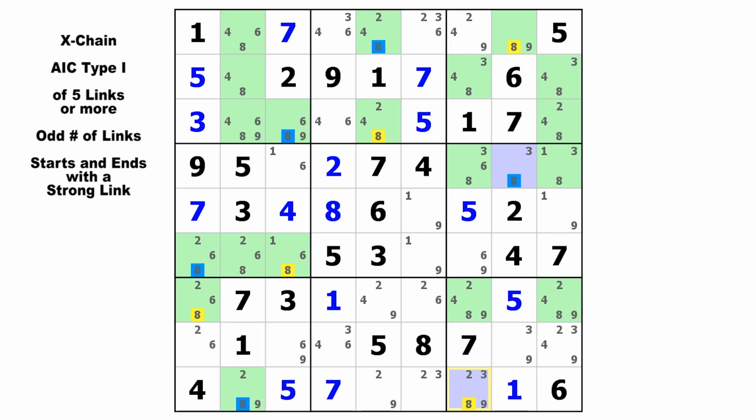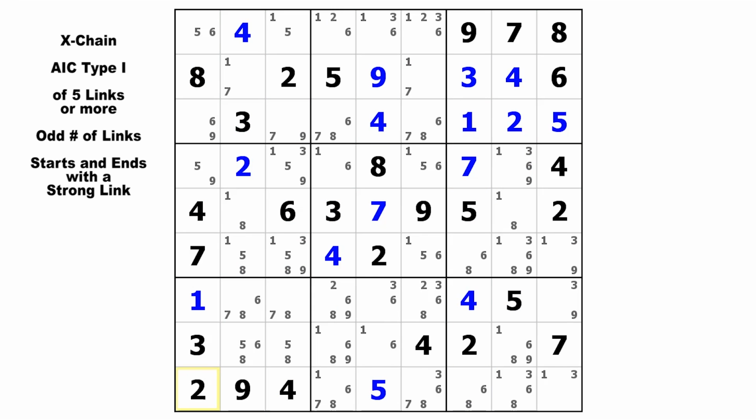Now, even though this chain was 9 links long, there is only one elimination to be made, and that's this 8 right there. That's the only 8 that can see both of those endpoints. So that was a lot of work for just one elimination, but that's life, and sometimes that happens. All right, let's go to the next one.